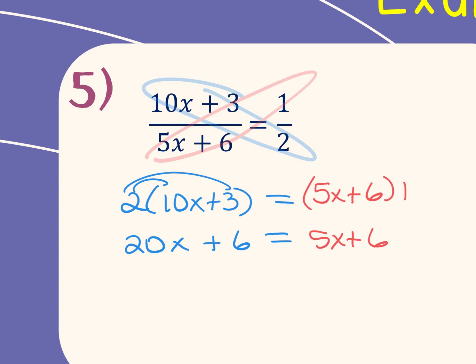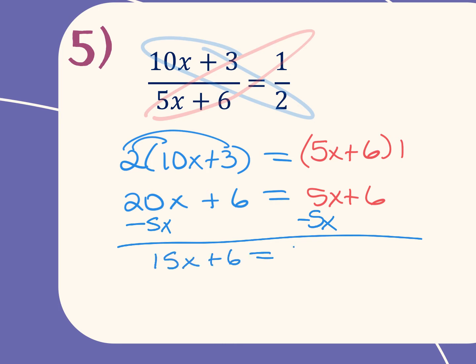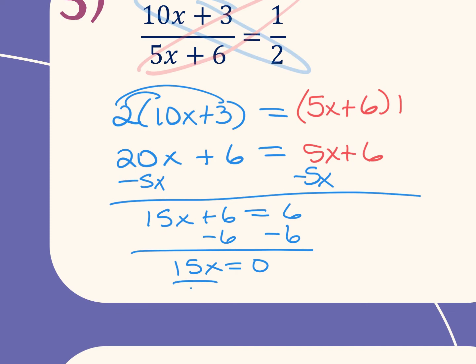Now what I need to do is start moving my terms together. So subtract 5x, 15x plus 6 equals 6, move the 6, 15x equals 0, divide by 15, and x equals 0.